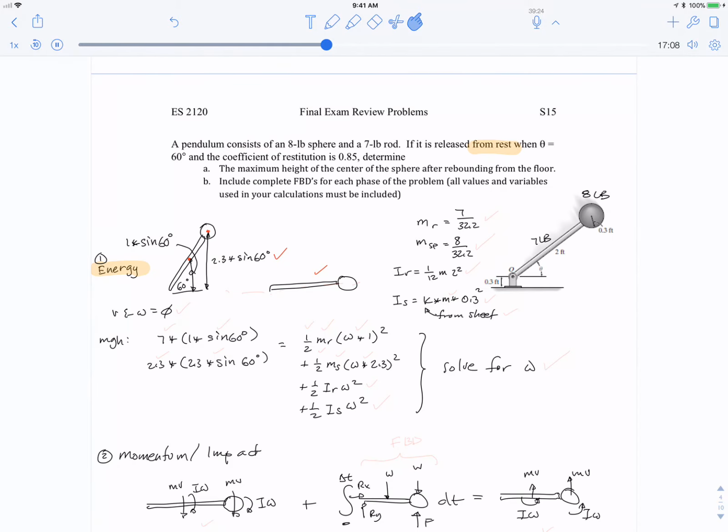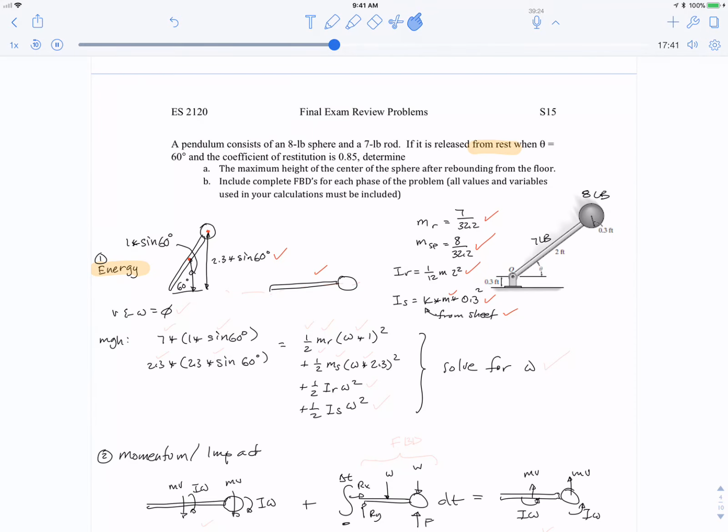Before you start, you can get the mass of the rod, 7 pounds over g, the mass of the sphere, 8 pounds over g, the moment of inertia of the slender rod, 1/12 mass times length squared, and I can't remember offhand for a sphere. You'd have to look on the sheet, but it's mass times radius squared times some constant. I can't remember what the constant is right now. I'll let you look that up. But anyway, you can get all the masses and moments of inertia.